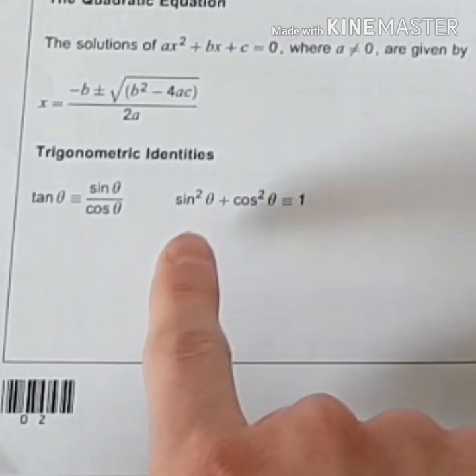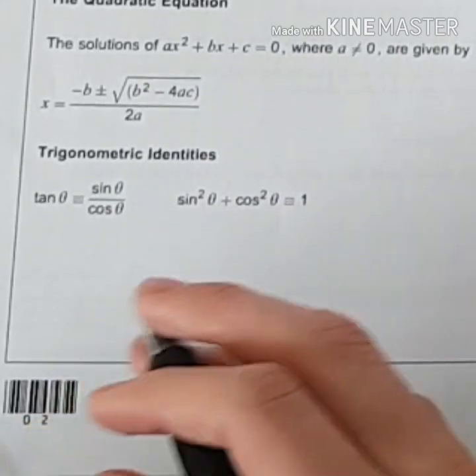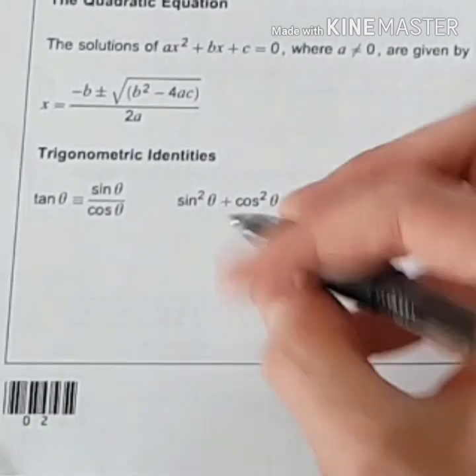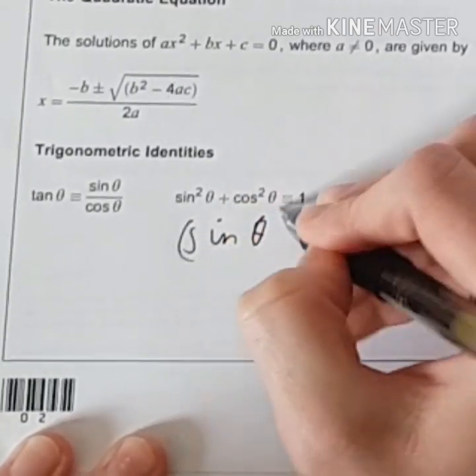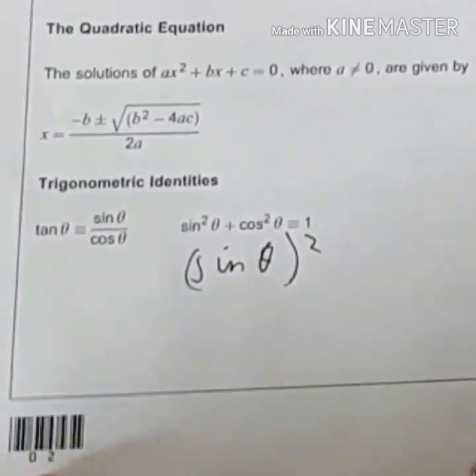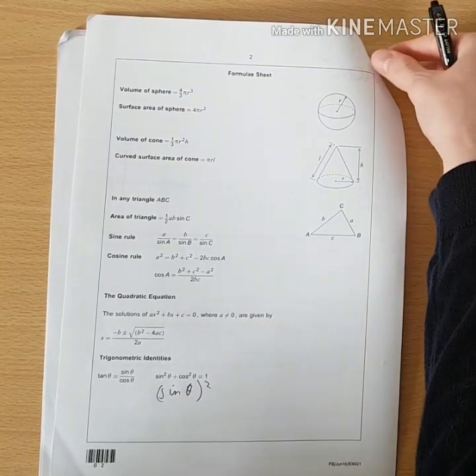It is important to note that the sine squared of theta basically means sine of theta, all squared. So in other words, it means sine of theta squared, like that. But we just write it like that for convenience sake. Alright, so let's get into the exam.